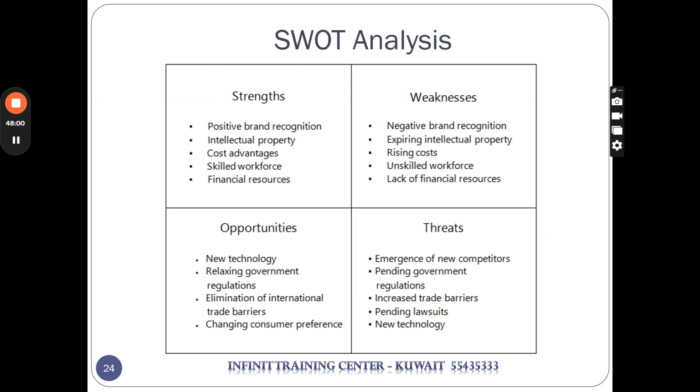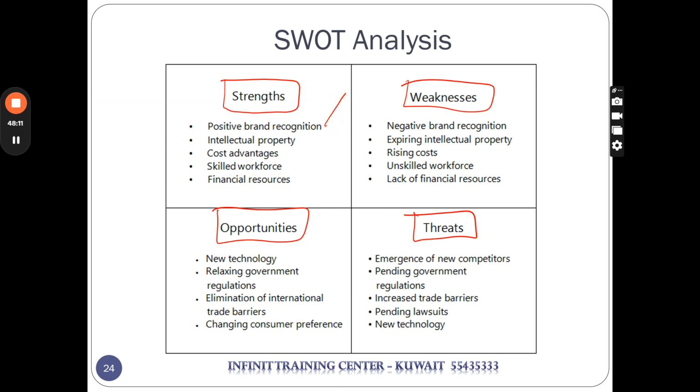And this is an example of SWOT analysis. We can see we have all four aspects here: strengths, weaknesses, opportunities, and threats. What is your strength? I have positive brand recognition for my company. That's a strength. What is a weakness? No, I don't have brand recognition. I have intellectual property, a patent right for the technology I'm using. For this company, maybe the intellectual property is expiring. So these are listed here: strengths and weaknesses.